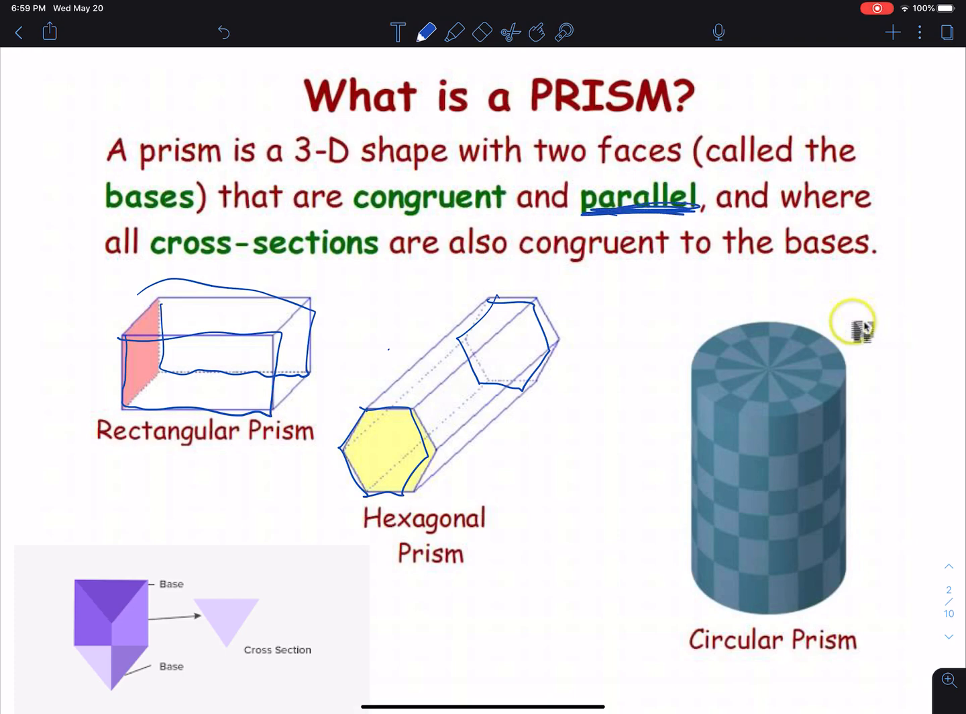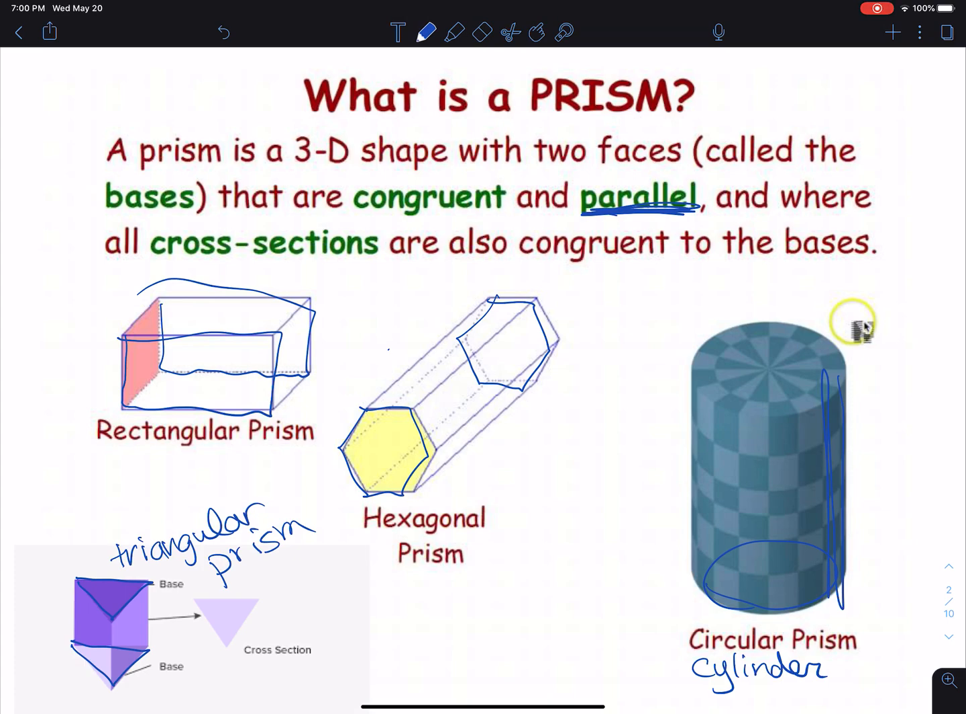So this hexagonal prism, without a doubt, the bases have to be the hexagons because no other faces happen to be parallel. Now, I chose this circular prism because that's why this is in this category. We call it a cylinder, but it is indeed a circular prism. And down here at the far left, you have a triangular prism. It's not a pyramid. A prism has two congruent bases, and your bases are triangles.